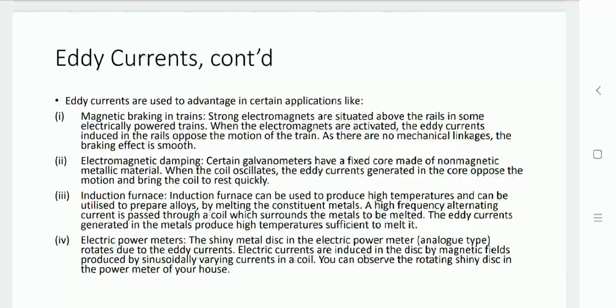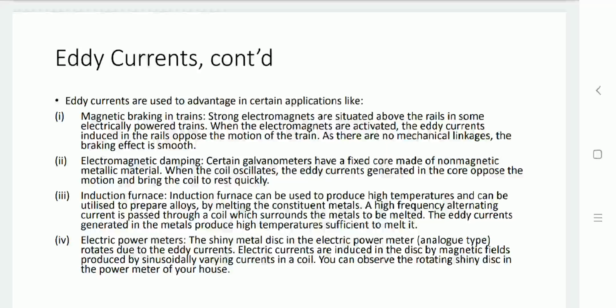While the coil is provided with the fixed core of non-magnetic material, what will happen? The coil starts to oscillate while the pointer is moving. As the coil oscillates, it generates eddy current. So after the pointer gives and we note the reading, the eddy currents generated oppose the motion, and the pointer comes back to the rest position.